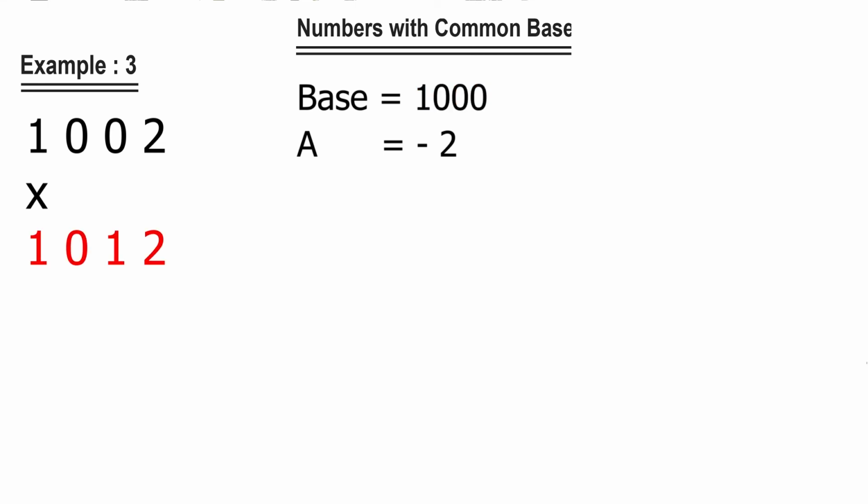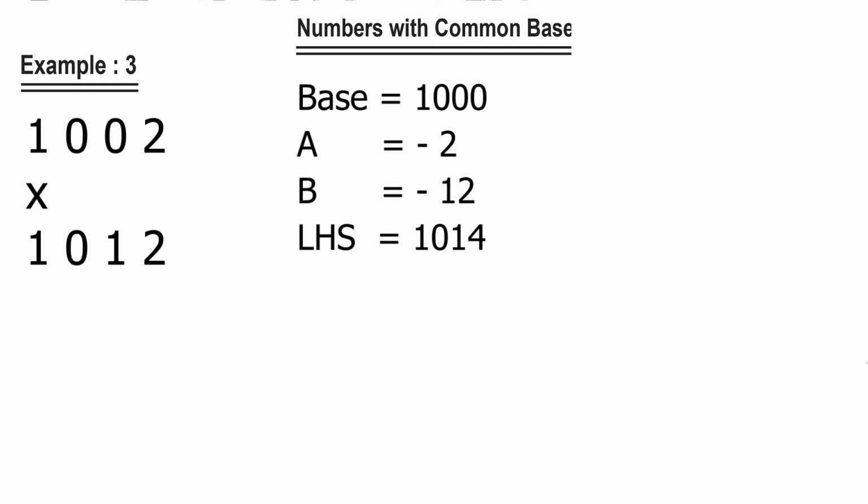If the number that we are multiplying is greater than the base, the sign of the value of A or B would be negative. If it is less than the base, then the sign would be positive. In our case, the values of A and B are minus 2 and minus 12. Now the left hand side of the answer is base minus A plus B, that is 1000 minus minus 2 plus minus 12, which is 1000 minus minus 14, that is 1000 plus 14. So we have our left hand side as 1014.